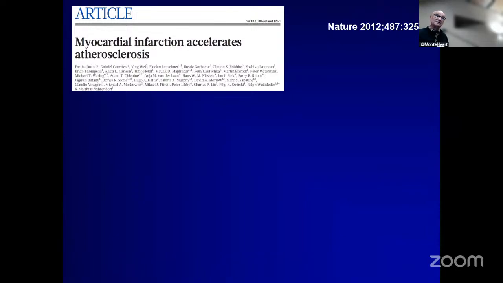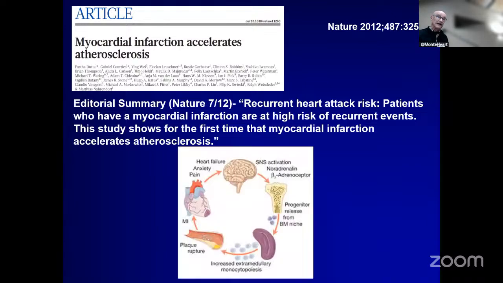Prior MI begets MI. It accelerates atherosclerosis, which is why we wait, because if you have a ruptured plaque, the coronaries are turned on. And there are other plaques that may be vulnerable. You would like to wait for them to be pacified by time before you do non-cardiac surgery. You prefer to wait at least 3 months; 6 months should be adequate.